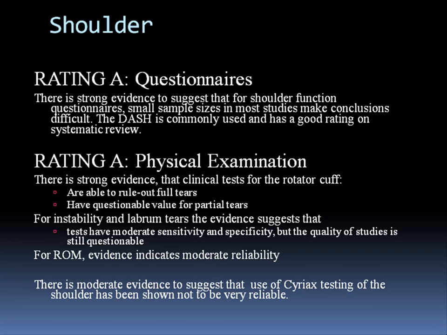We gave a rating of A for the physical examination. There is strong evidence that clinical tests for the rotator cuff are able to rule out full tears. They have questionable value, though, for partial tears. For instability and labrum tears, the evidence suggests that tests have moderate sensitivity and specificity, but the quality of studies is still questionable. For range of motion, evidence indicates moderate reliability. There is moderate evidence to suggest that the use of Cyriax testing of the shoulder has been shown not to be very reliable.